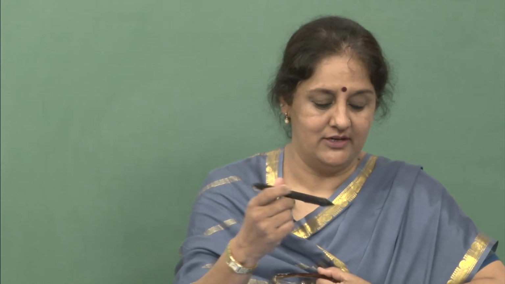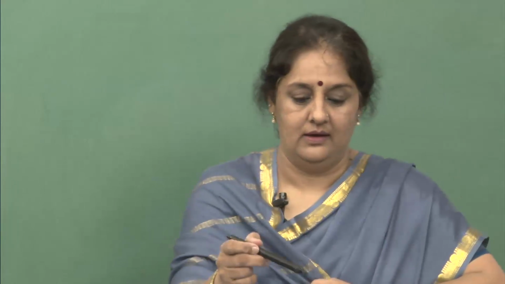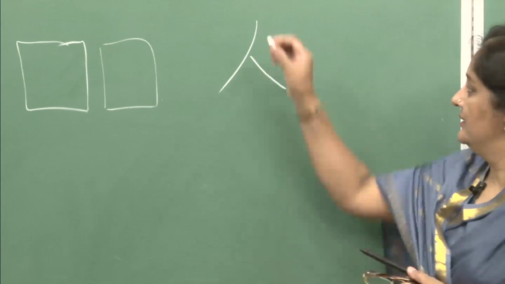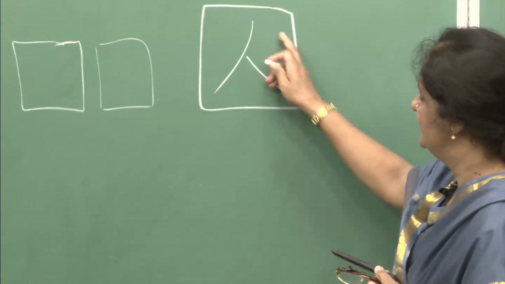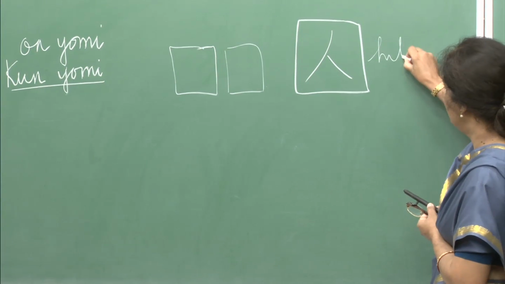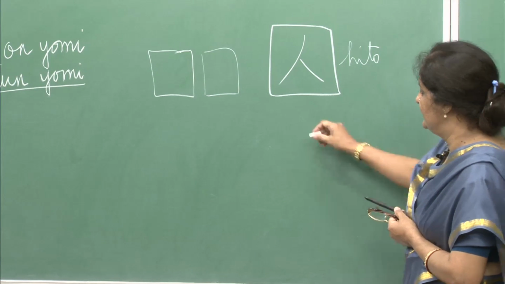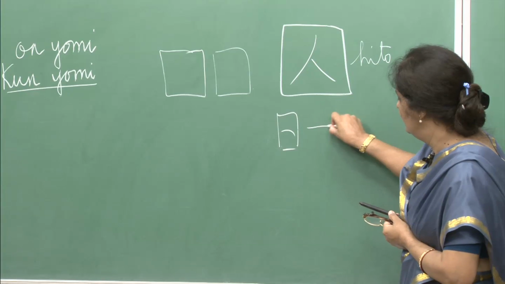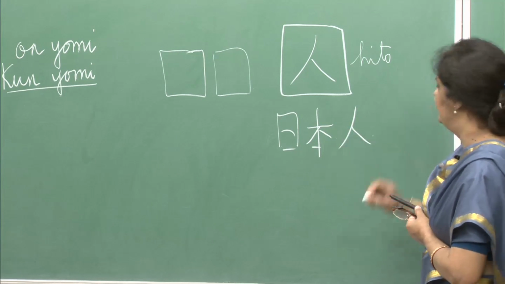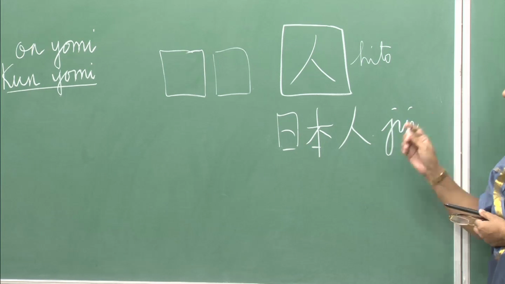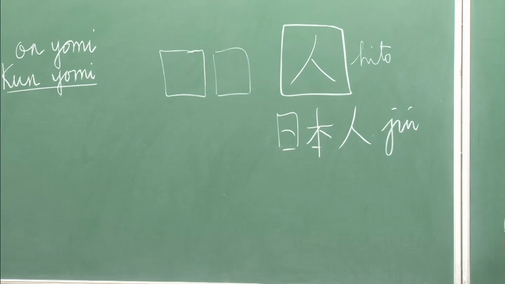There are a few characters here you can see. There is hito over here, and hito, if read like this as a single character, is hito, and if it is read with another character, then it is read as jin, as nihon jin, which you have already done. You know the word and now you can see how it is written.